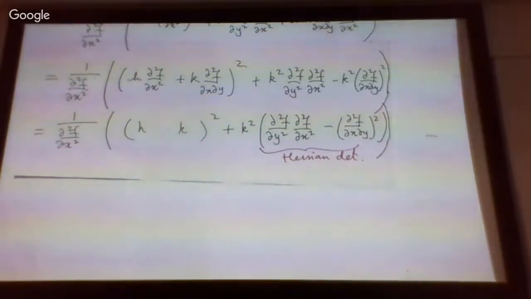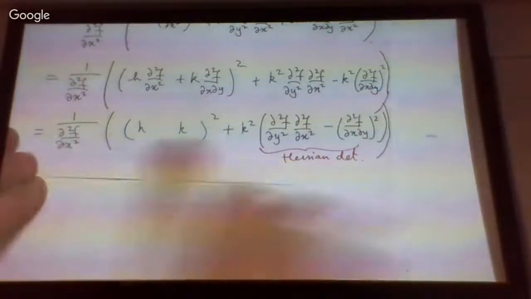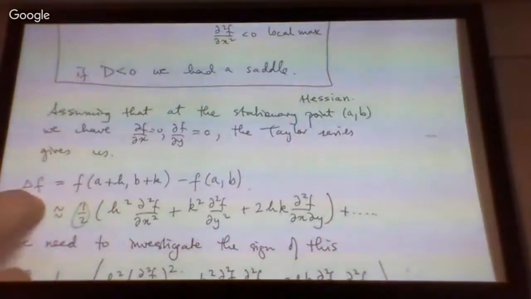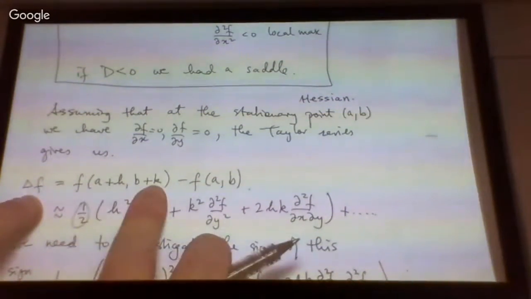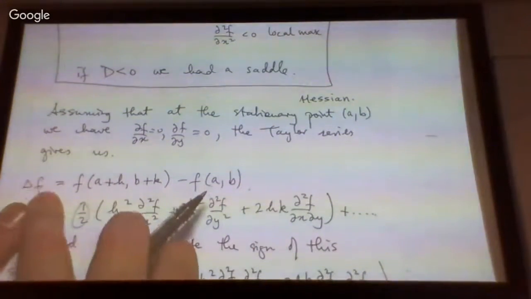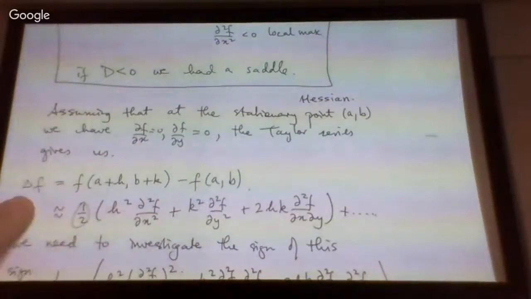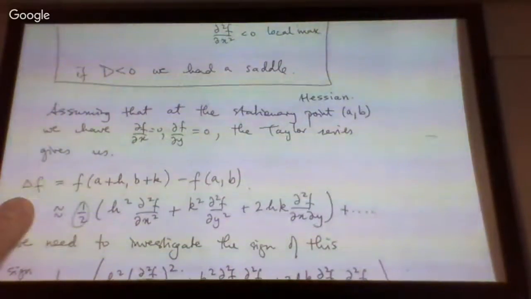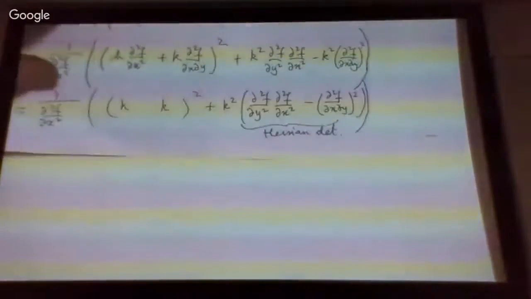So remember, I'm trying to classify this stationary point AB as a local minimum, local maximum, or a saddle point. What is this quantity we're looking at here? It's the change in value of f when you evaluate it at a nearby point minus the value at the stationary point itself. So I'm interested in the sign of delta f. If it's always positive, I know I'll have a local minimum. If it's always negative, I'll have a local maximum. And if it's a mixture, sometimes positive, sometimes negative, I'll know I have a saddle point.